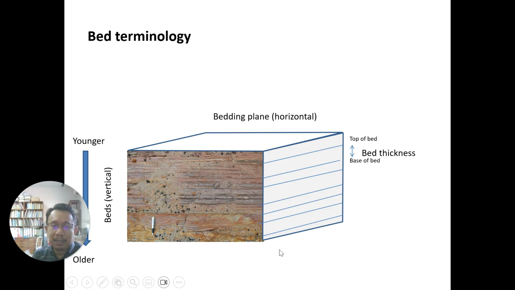And of course, the principle of superposition tells us that if you have a succession of beds like this which has not been deformed, the older beds are at the bottom, and then it is overlain by successively younger beds at the top, right? That is common sense. That is the principle of superposition.